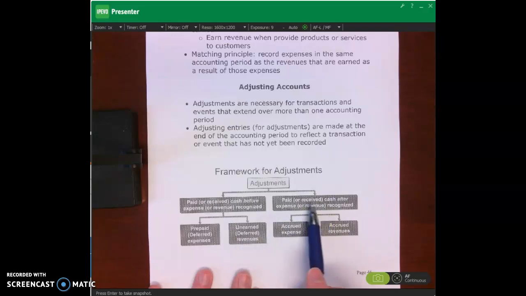Paid or received cash after the expense is recognized. We'll talk about those in the next lecture video.